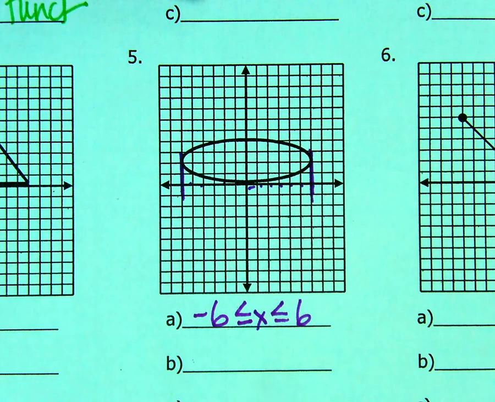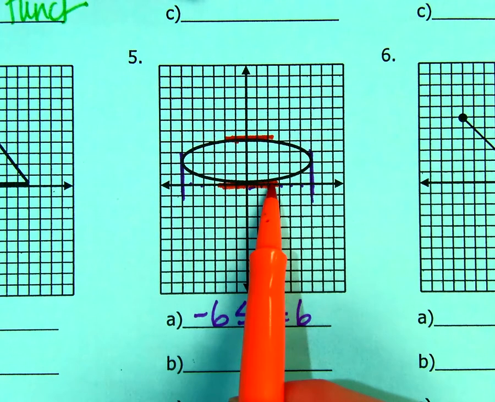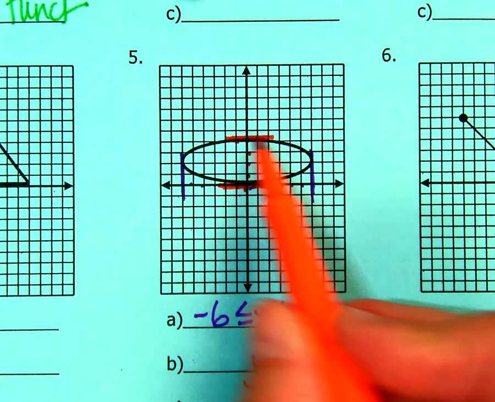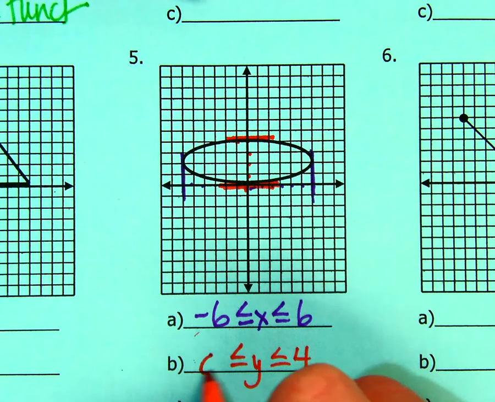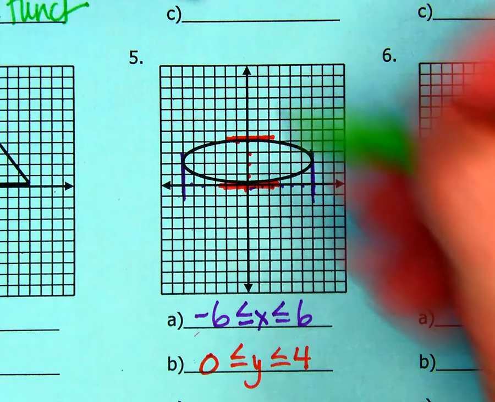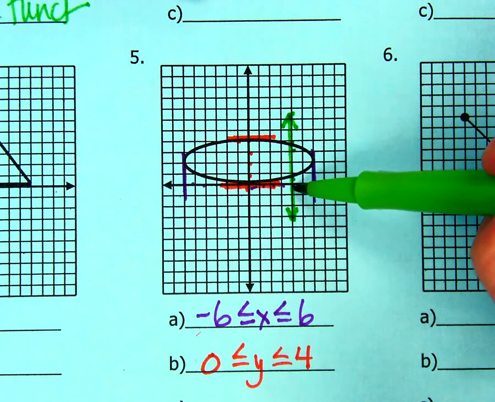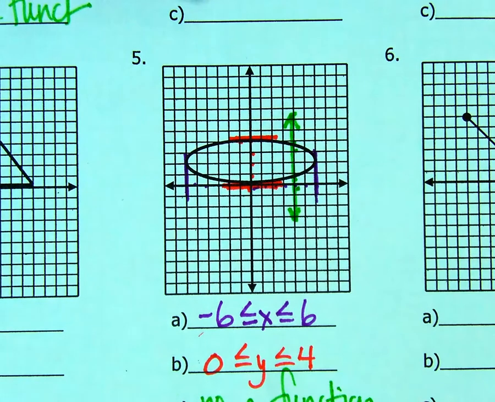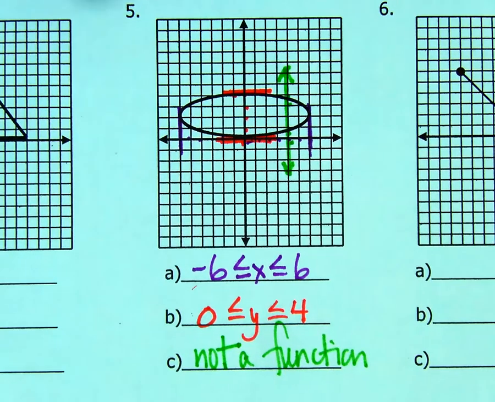And for the y, this is how high it goes, and this is how low it goes. So y has to be less than or equal to 4 and greater than or equal to 0. If I draw a vertical line, notice it's intersecting in 2 places. So this is not a function.